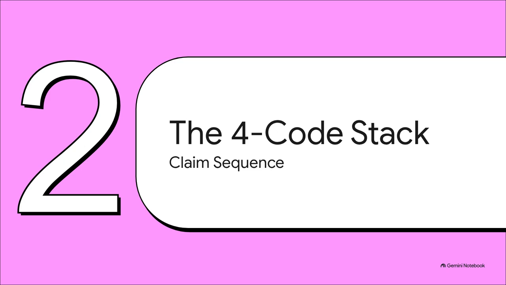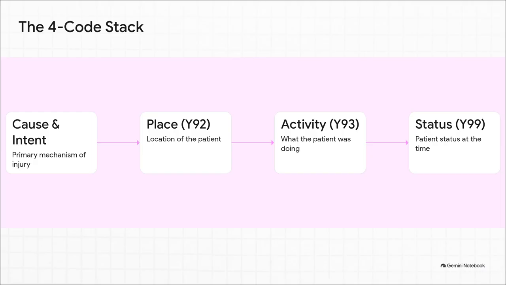So let's move into Section 2 and look at the core mechanics of actually building out this perfect claim sequence. This is where a lot of coders can get tripped up. When you're building your claim right after that primary injury diagnosis, you have to follow a strict four-code external stack priority. Always lead with the cause and intent. Follow that up with the place of occurrence, then the activity code, and you finally cap the whole thing off with the patient's external cause status.